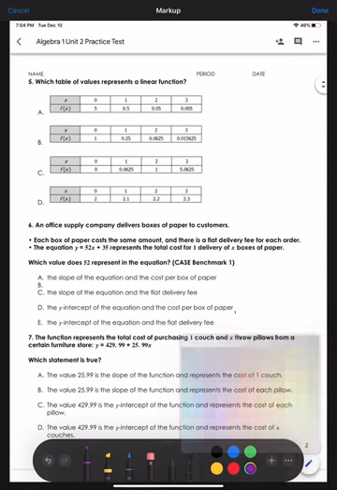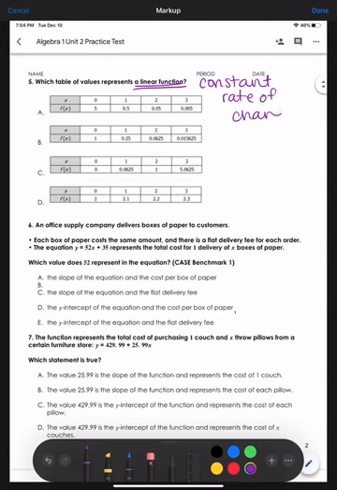All right, so 5, which table of values represents a linear function? So if we're looking at a table of values and trying to decide if it's linear, we know it's linear if it has a constant rate of change. Okay, those words tell us that it's a linear equation. So we're looking for patterns in the changes in x, and here it says f of x, but that's just another way of saying y. Y is a function of x.